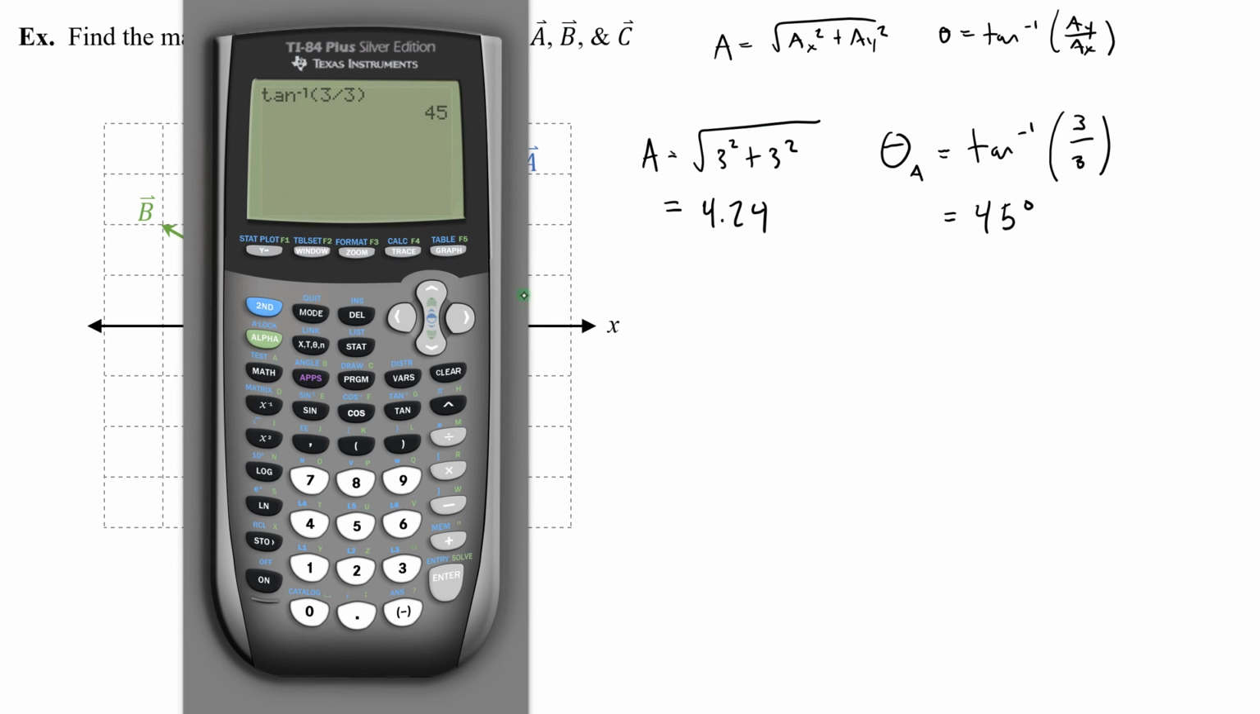Also, since we're working in degrees, your calculator has to be in degree mode. Remember that you can check by clicking this button right here, mode, and then going down to the radian degree setting. If you want to be in radian mode, you click radian. If you want to be in degree mode, you click degree. We're going to do all these in degree mode.